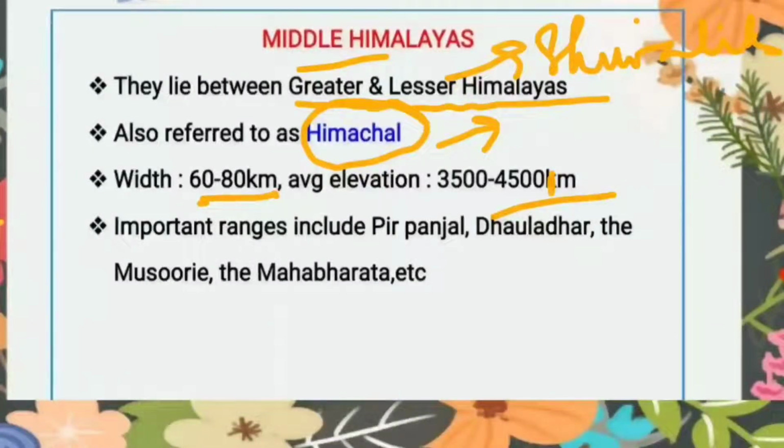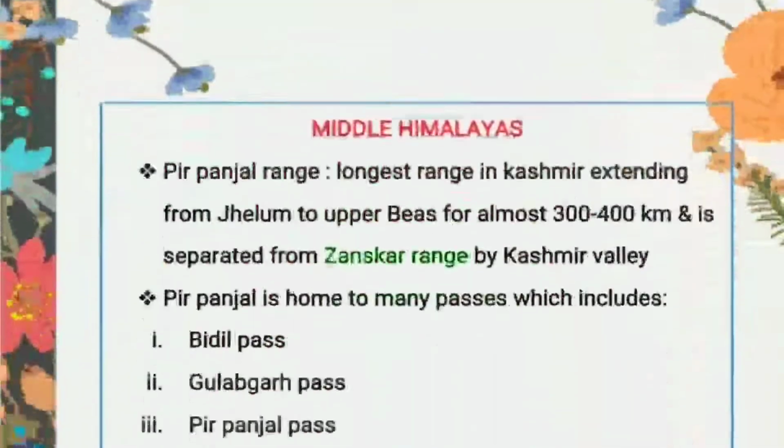Important ranges in the middle Himalayas include the Pir Panjal range, the Dhauladhar range, Mussoorie, and the Mahabharata range. So they are very important ranges. They are found in the middle Himalayas.